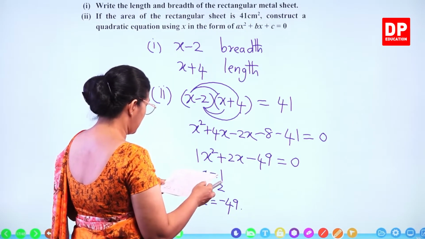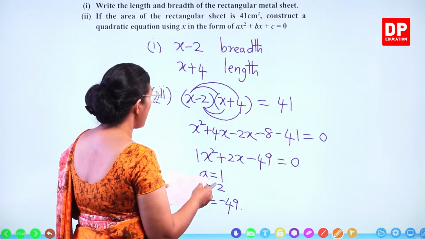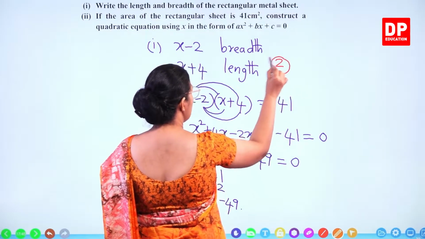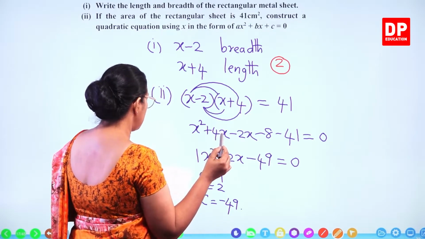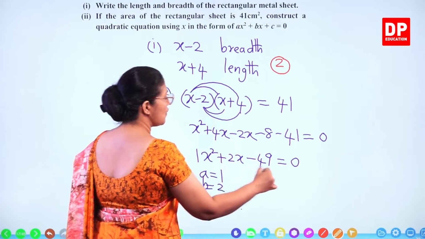So let's give marks for this part. Writing length and breadth, you get 2 marks. And constructing this equation, you get 3 marks for that.